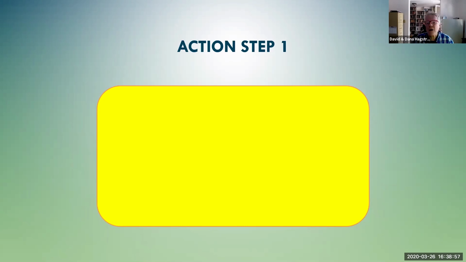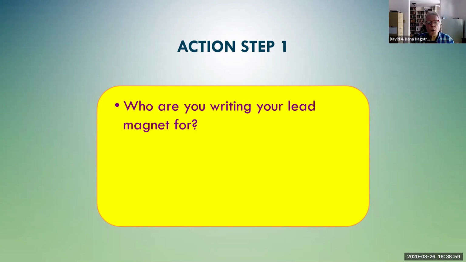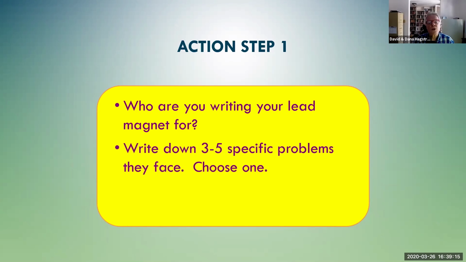First, actually write out specifically who you are writing your lead magnet for. And the better you define that person, the clearer the whole process will be. Second, write down 3 to 5 specific problems that they face. Not the whole big problem, but smaller, specific problems where you can give them a quick win.